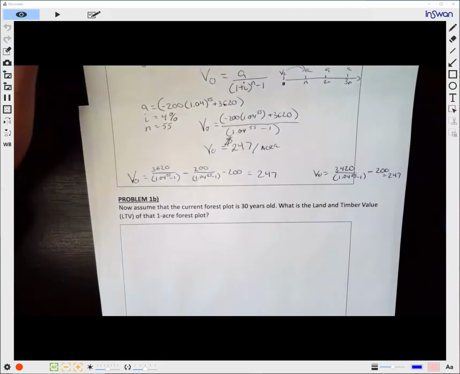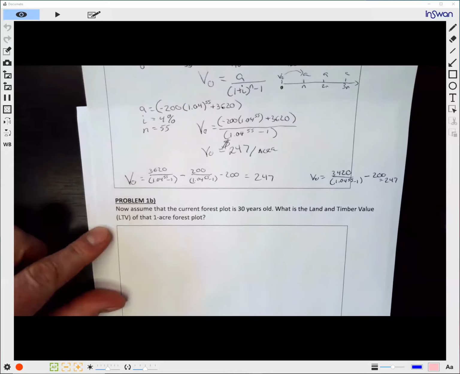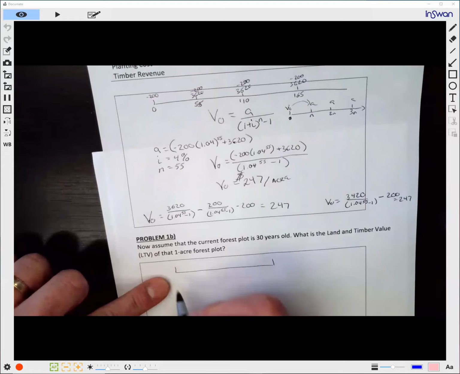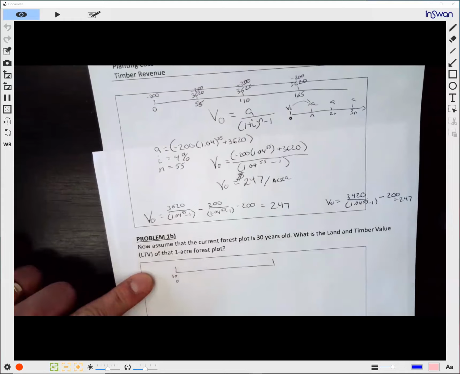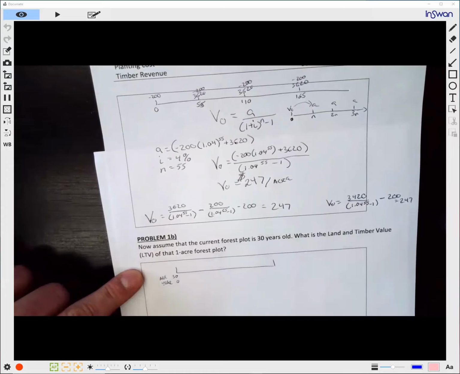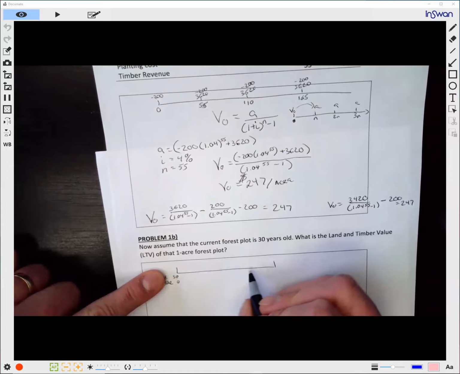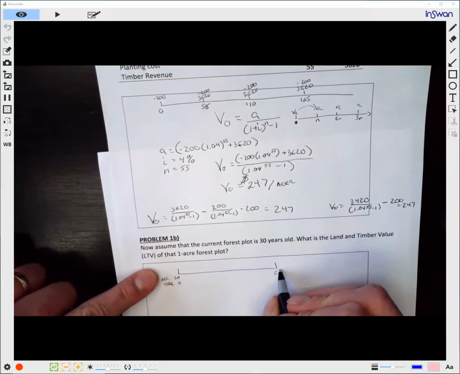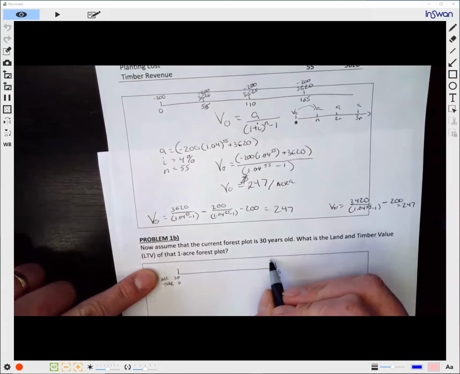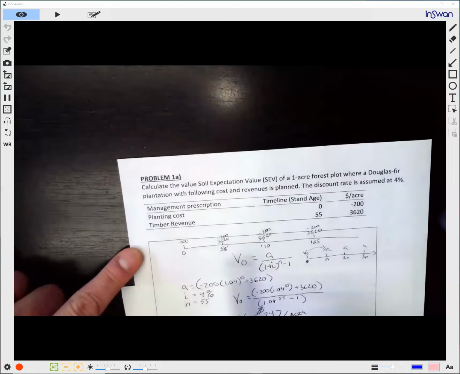So now, just like in our homework, with this forest plot here, let's say it was 30 years old. What's the land and timber value of that 1 acre plot? In this case, it's 30 years old right now at year 0. So that's the age, and this is the year, right? Are there any costs and revenues at age 30? No, there's nothing there. And out at 55, which is 25 years from now, there would be a revenue, 3620, and then all of this stuff would stop, right?